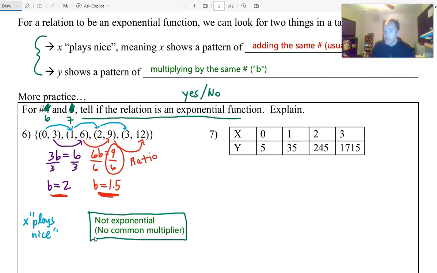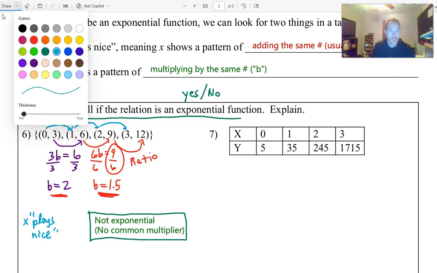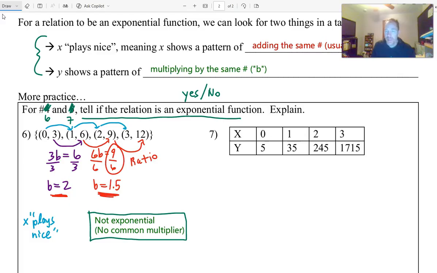All right, what about 7? If you haven't had a chance, pause the video, see if you can figure out number 7. Okay, same thing though. First, make sure x plays nice. All right, what happens with x? 0, 1, 1, 2, 2, 3. Yeah, x plays nice. So then let's see if we have a pattern of multiplying in the y values.